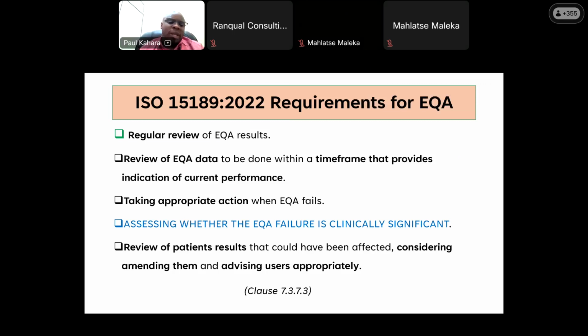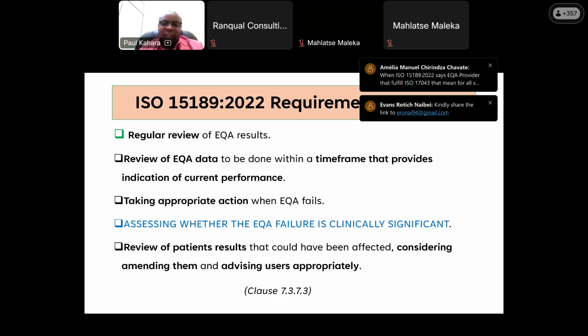Another interpretation of this requirement is that as we continue doing EQA, also consider an EQA that has a higher frequency, so that you don't do EQA once in a year. Because if you do it once in a year, it means that all the other months, you don't have an idea of how your results are comparing with other laboratories.